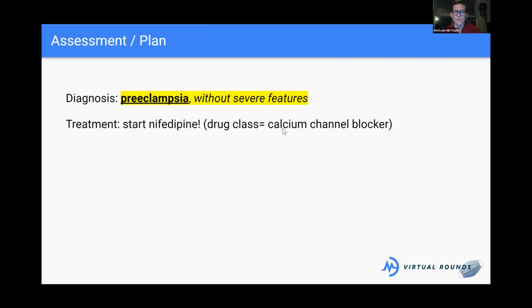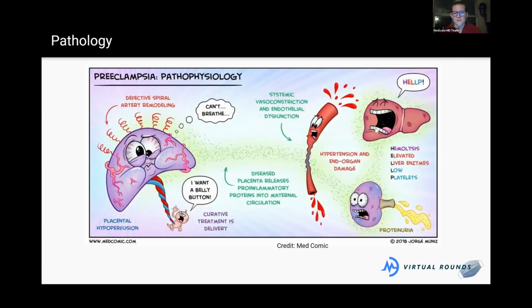So moving into the pathology, this is a nice little illustration that I found from MedComic. There's a lot of resources out there like Sketchy, and I think there's one for biochem, and then this MedComic that goes through the pathology, and they're really nice to help do visual mnemonics for these different disease processes. So this is one that I found for preeclampsia.